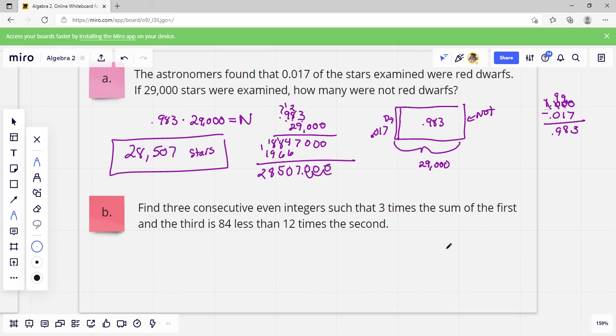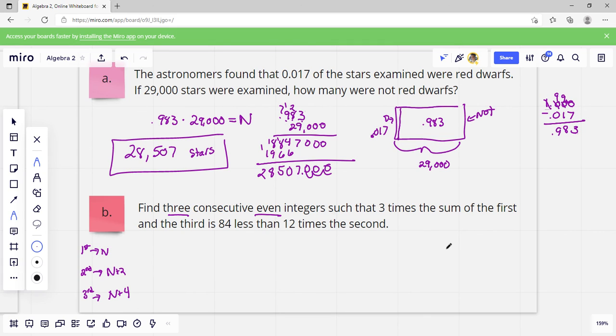Alright, so for part B, find 3 consecutive even integers such that, okay, so we need 3 consecutive even integers. So our first is going to be named n. Our second needs to be the next one up even from that, so it would be n plus 2. And then our third is going to be n plus 4.